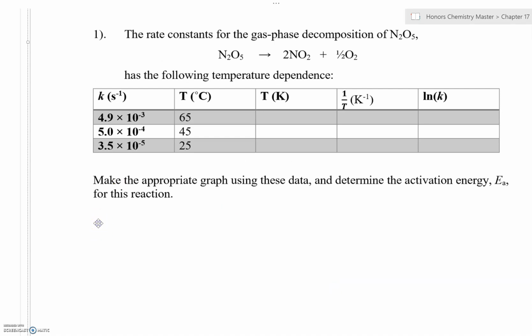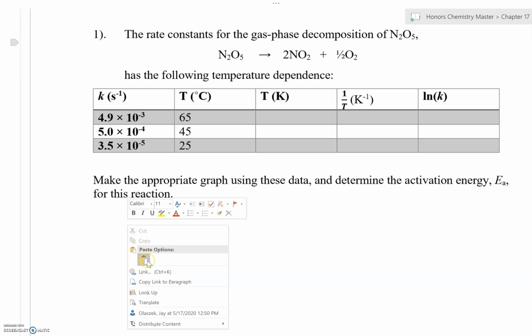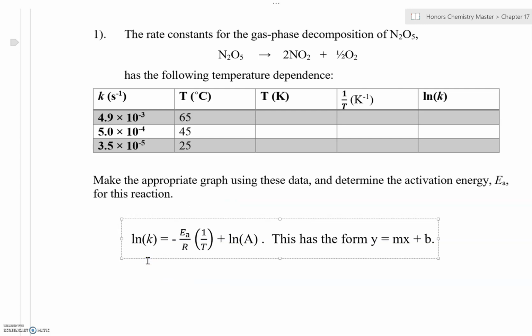So, we know that according to this Arrhenius equation, the equation is in the form of a straight line. It means it's got y equals mx plus b. That means this is y, this is x, and this guy is our slope, where R is a constant, 8.314 joules over Kelvin moles.